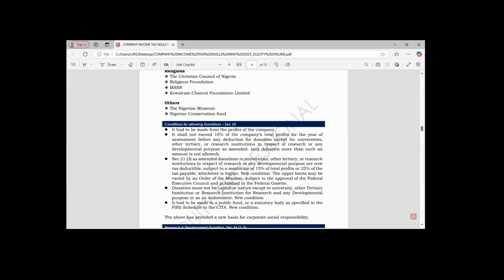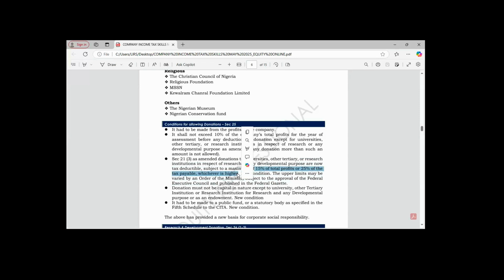In the case of donation to tertiary institution, research institution, and other higher institution for developmental purpose, the donation must not be more than 15% of the total profit or 25% of tax payable, whichever is higher. For donation to tertiary institution, research institution, and other higher institutions, it must not be more than what? 15% of total profit or 25% of tax payable, whichever is higher.